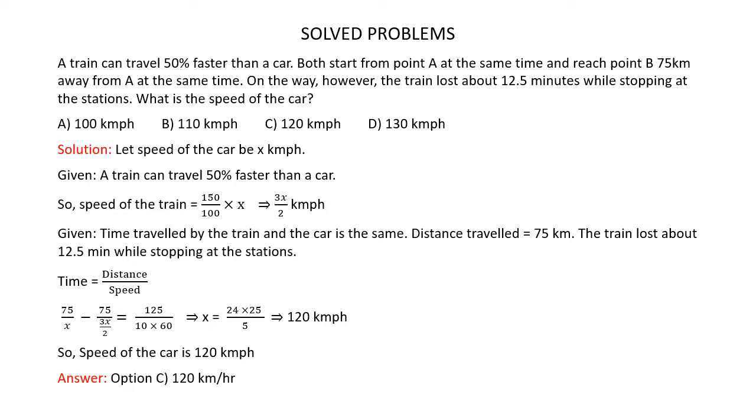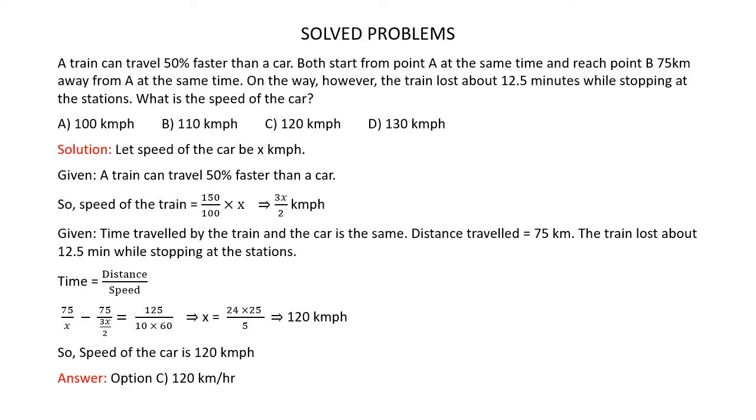Now we know that the train can travel 50% faster than the car, but still both the train and the car have reached point B at the same time. This is because the train lost about 12.5 minutes because of stopping at the stations. So this difference in the time is because of the train stopping at the stations. So 75 by x minus 75 divided by 3x by 2 is equal to 12.5 minutes.